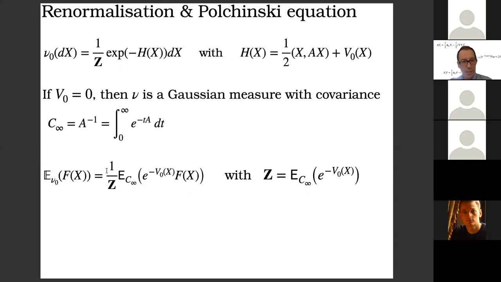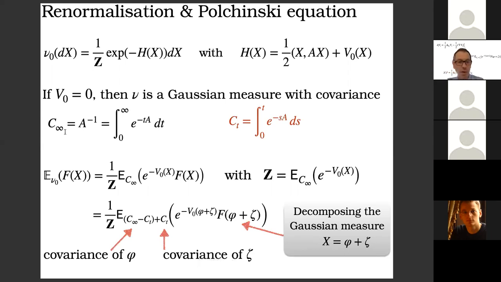Let's now decompose the Gibbs measure. I'm going to call it mu zero now. Earlier it was just called mu, now it's called mu zero. And I want to decompose this Gibbs measure as follows. The expectation with respect to the Gibbs measure is just the Gaussian integration of a function f times this potential exponential of minus V0. So E, without the double bar, with C infinity is just the Gaussian integration with the covariance C infinity.